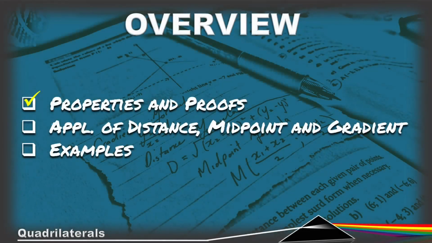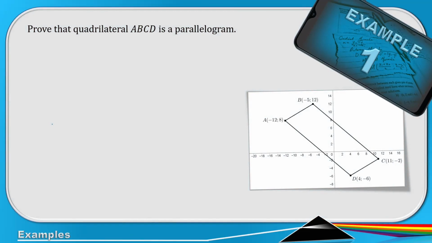Okay, so that was just a practical approach of how to prove parallel, perpendicular, equal, and how to prove that lines bisect each other. Now let's look at applying these principles in the actual examples. So for example 1, we have to prove that the quadrilateral ABCD is a parallelogram.